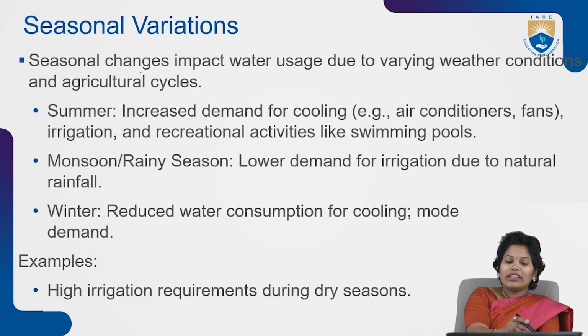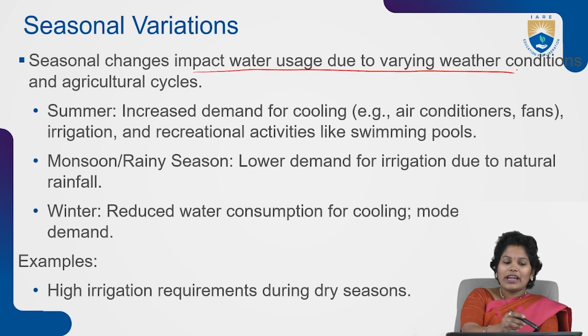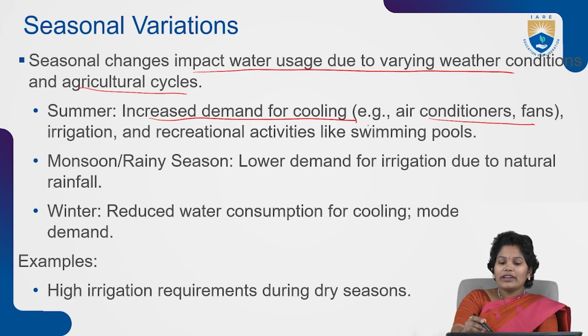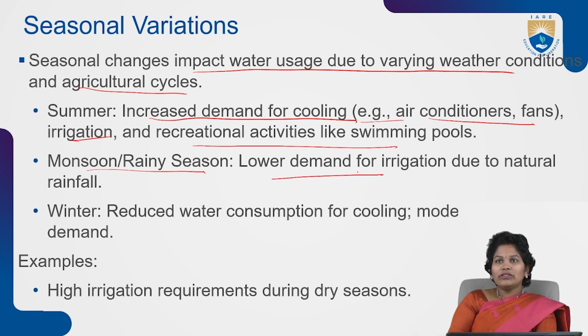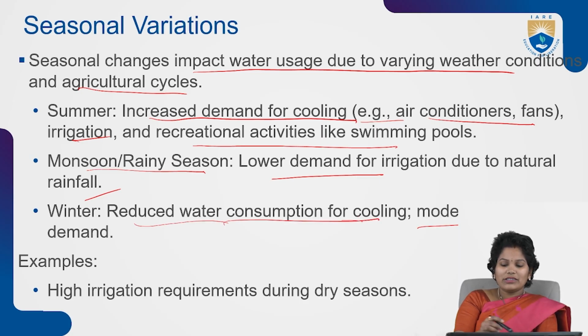Seasonal variation. The seasonal variation impacts water usage with the varying weather conditions and also agricultural cycle. If it is summer, there is increased demand for cooling, air conditioners, fans, and coolers, and irrigation, and also for recreational activities like swimming pools. In the monsoon rainy season, there is lower demand for irrigation due to natural rainfall and cool climate. In winter, reduced water consumption for cooling and moderate domestic demand. That means overall in summer we see high demand, and in monsoon and winter very low demand compared with the summer season. High irrigation requirement during dry seasons.